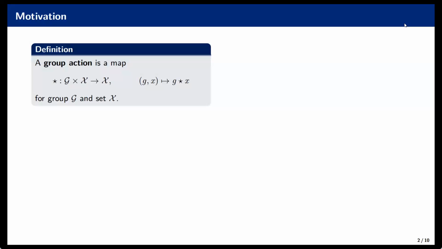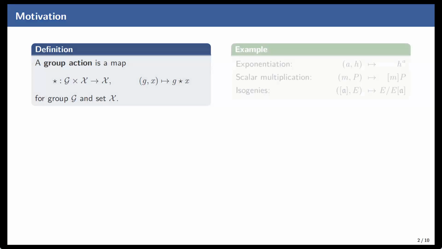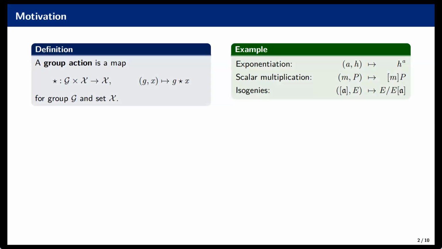So this is the notion of a group action. Very briefly, in a group action, we have a set X and a group G, as well as an operation that takes a group element and a set element. This framework is very general, so a lot of things can be put into it. For example, exponentiation in finite groups, scalar multiplication on an elliptic curve, as well as isogeny-based group actions. So in cryptography, they appear everywhere, either explicitly or implicitly.